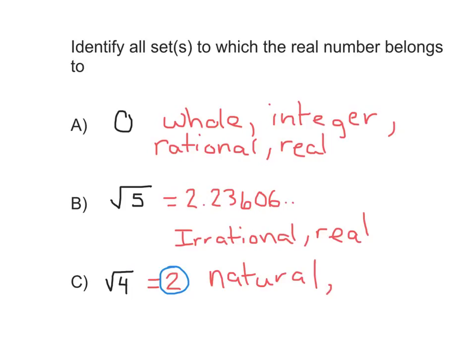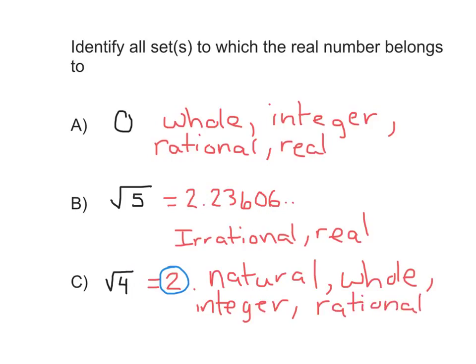Natural number, is it a whole number? Yes, because it's a non-decimal. Integer, yes, because it's a whole number. And then it's rational, because we can make it a fraction of 2 integers. And then lastly, it's definitely a real number. So it's all 5 categories. The only one that it is not is an irrational number.